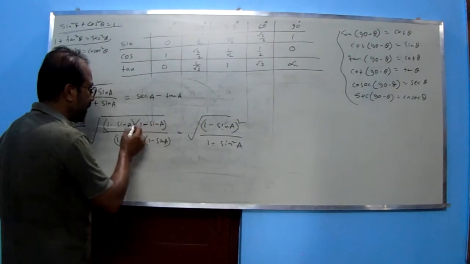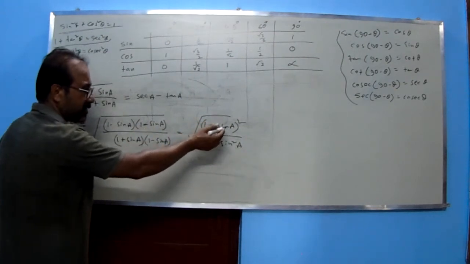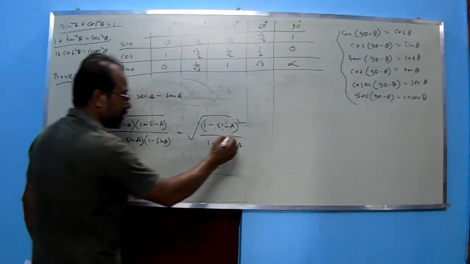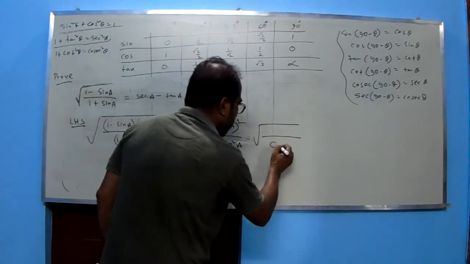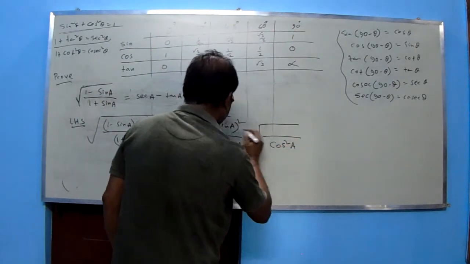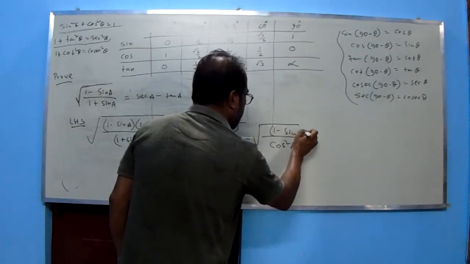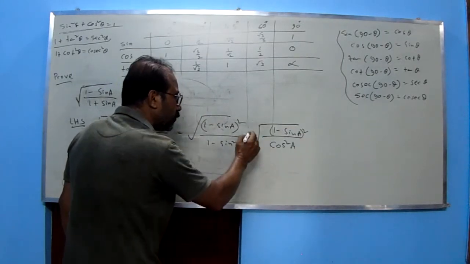1 minus sin a into 1 minus sin a means, within the root, 1 minus sin a whole square, and as a denominator 1 minus sin square a, right? Now again, 1 minus sin square a is cos square a, and the numerator is 1 minus sin a whole square, so 2 times it is multiplied, within the root.